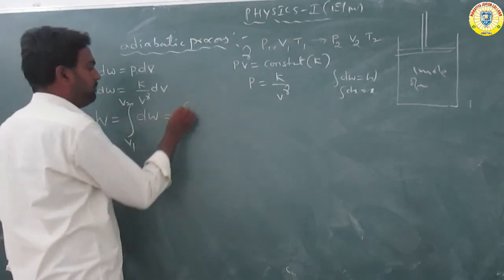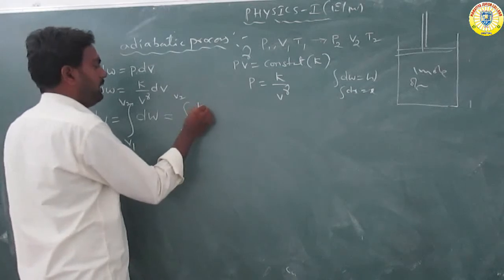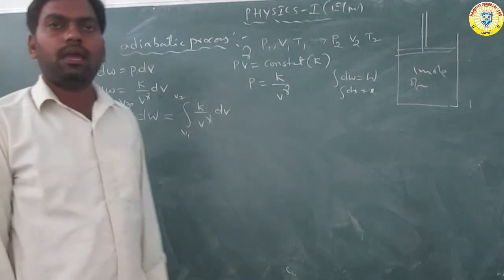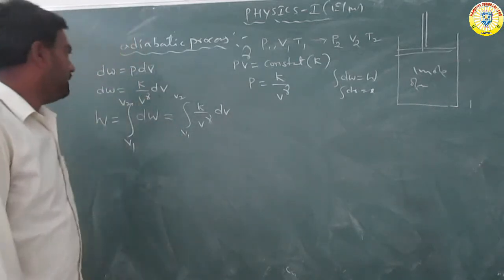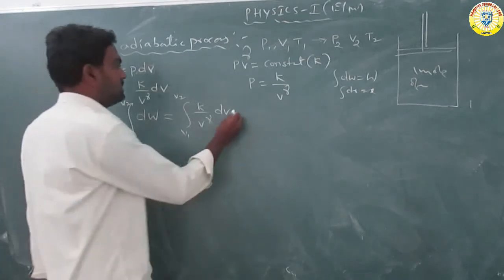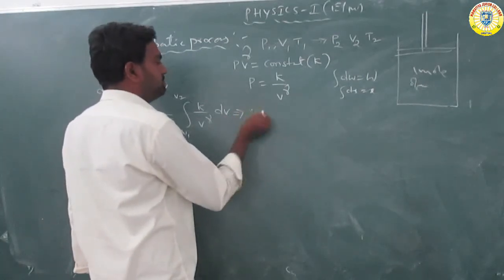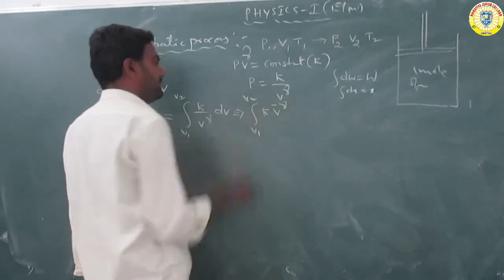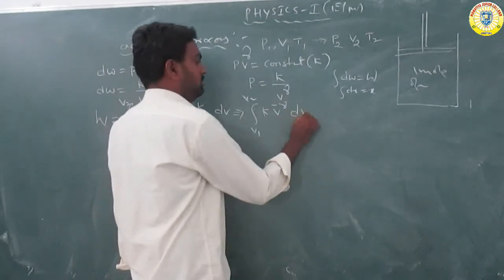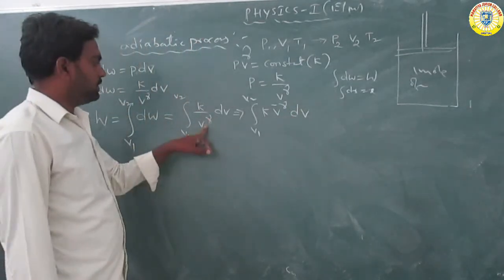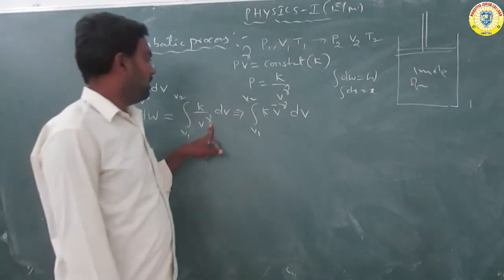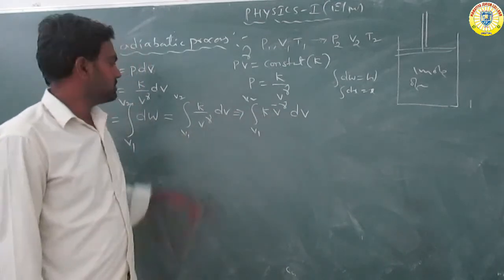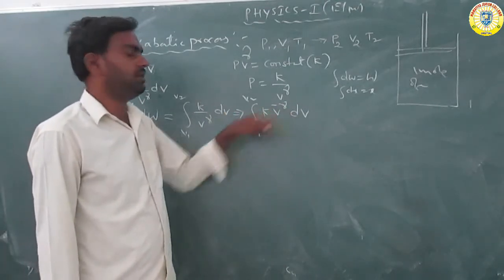So W is the integration from V1 to V2 of K by V to the power of gamma dV. K is the constant, so the constant term is taken outside. V to the power of gamma in the denominator can be written as V to the power of minus gamma dV.